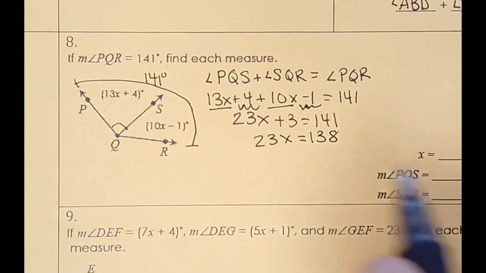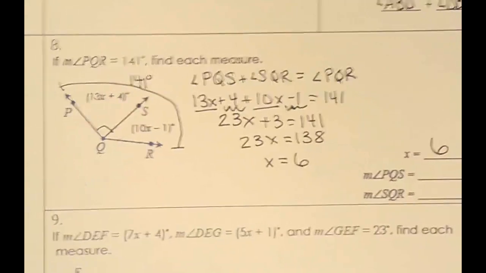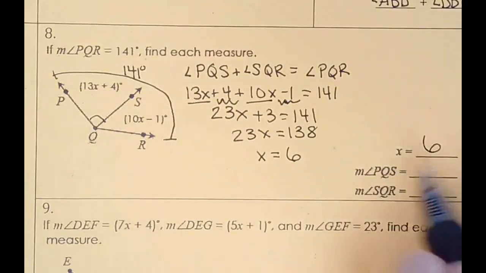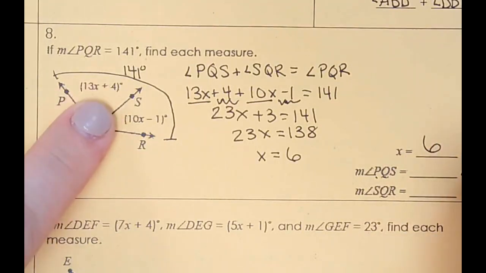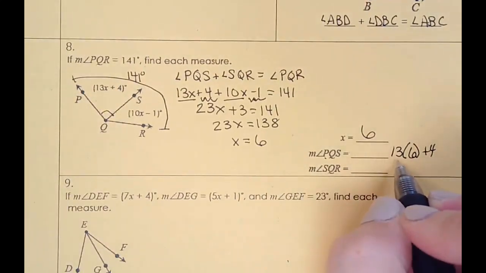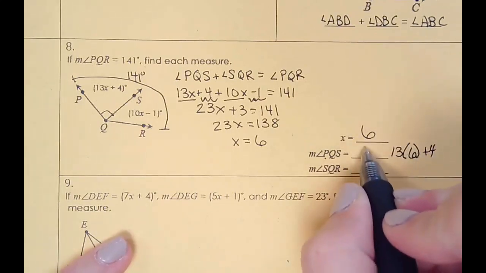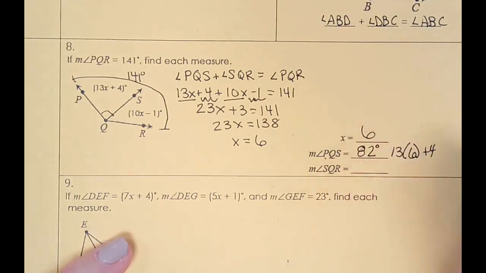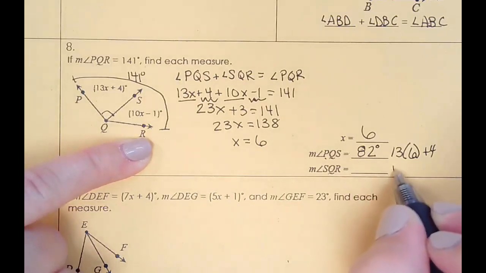Now I want to figure out what PQS is. So I have 13 times x, which is 6, plus 4. Let's get that on the screen. So 13 times 6 plus 4 gives us 82, and we're talking about degrees. The next one, SQR, that's 10 times x, which is 6, minus 1. So 60 minus 1 is 59. Again, degrees.